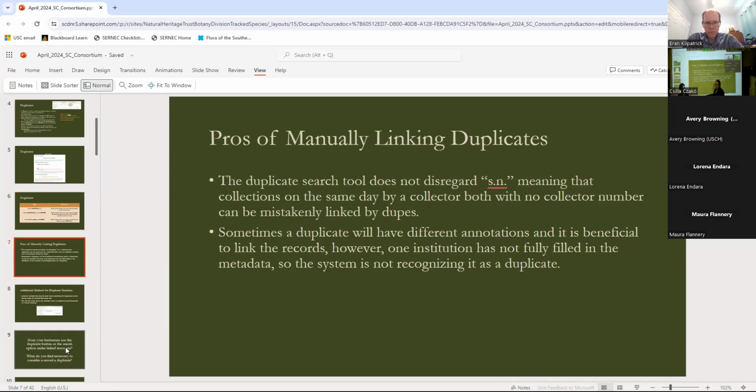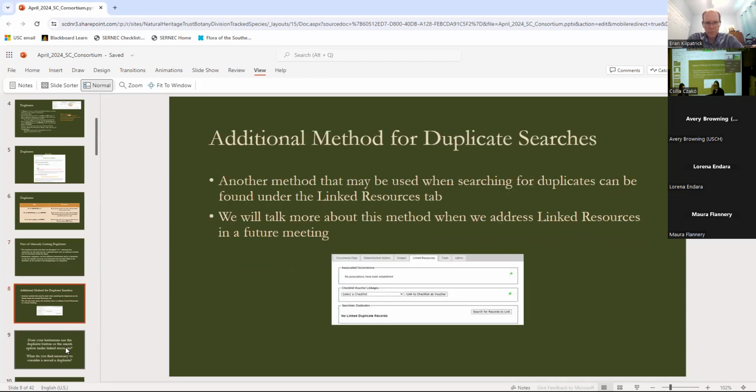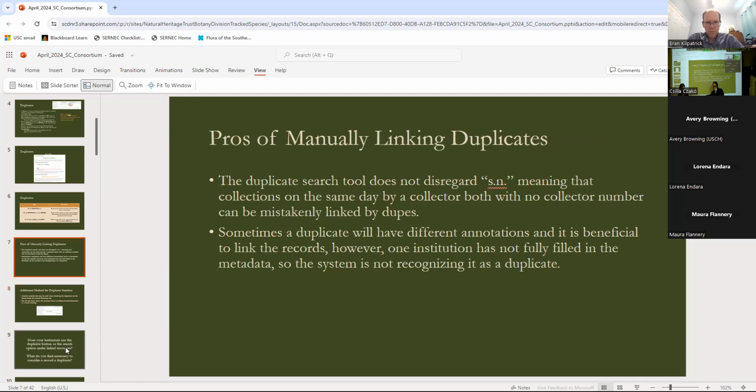So for linked resources, if you go under that tab, it also includes a second method for searching for duplicates. I personally prefer this method, but for today, we are not going to cover this. We're going to do that in another meeting later.